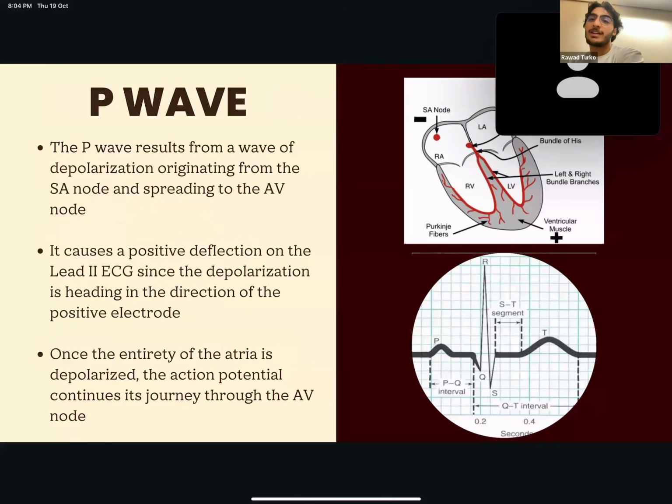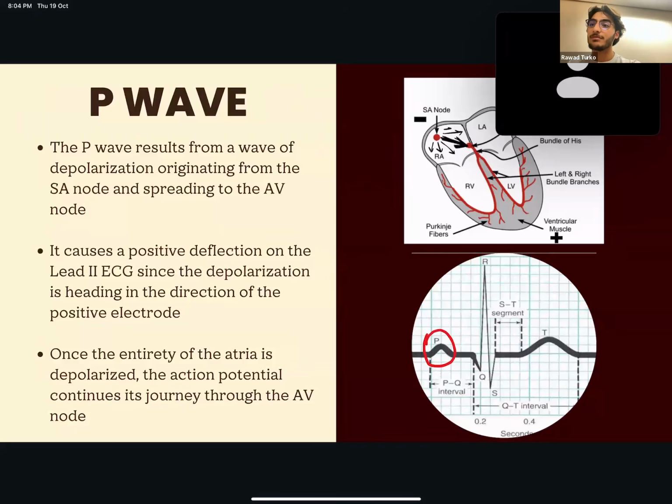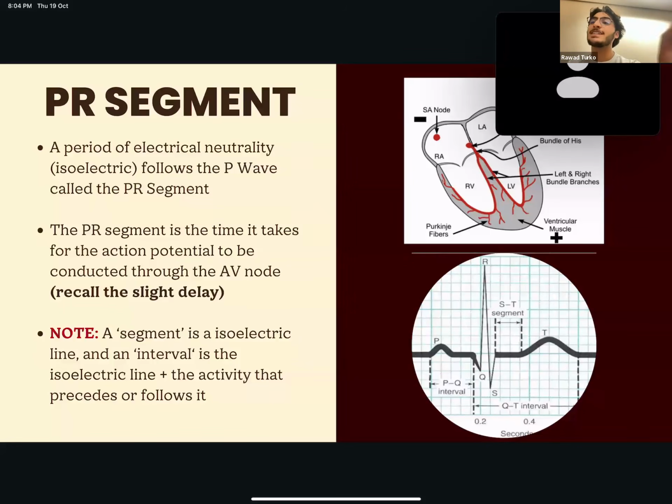Okay, do you guys remember here that I talked about the AP spreads to the AV node where it experiences a short delay to allow for further ventricular filling, right? That's exactly what we see on the ECG. After the action potential, we're still going through the sequence of events. After we go from the SA node down to the AV node, the AV node is going to say, well, hold on, I want to hold on to some of these charges before I let them go. I'm going to hold on to them just for a tiny bit.